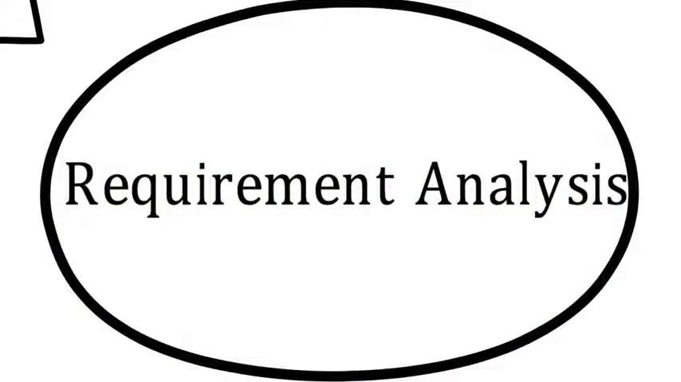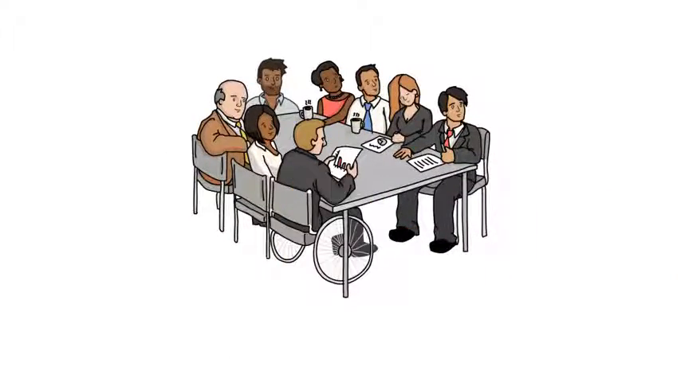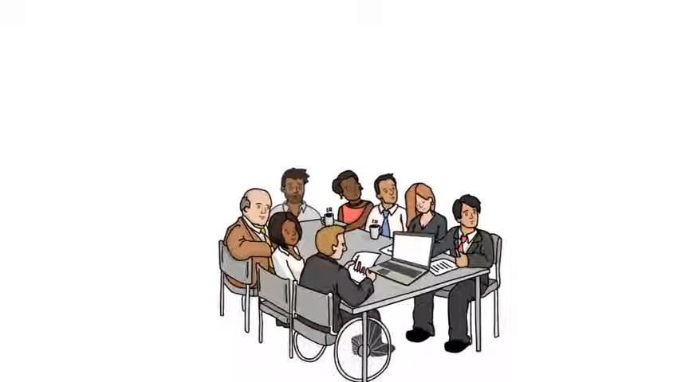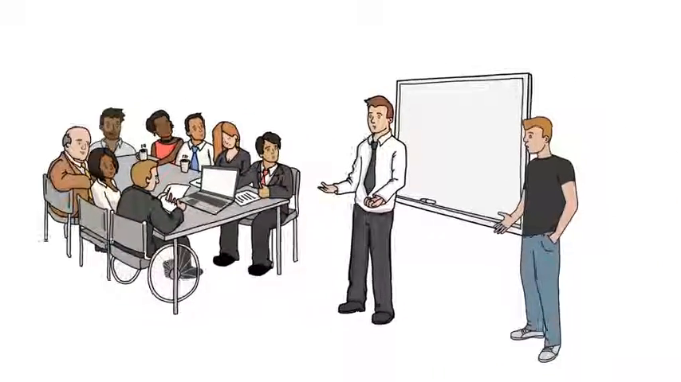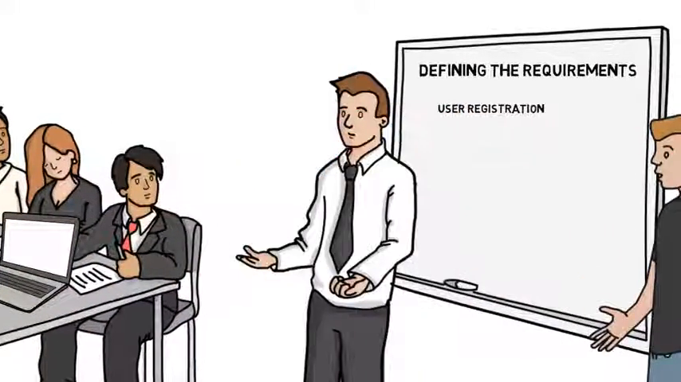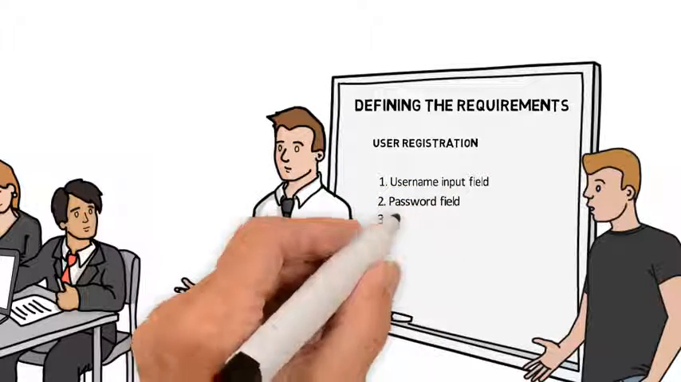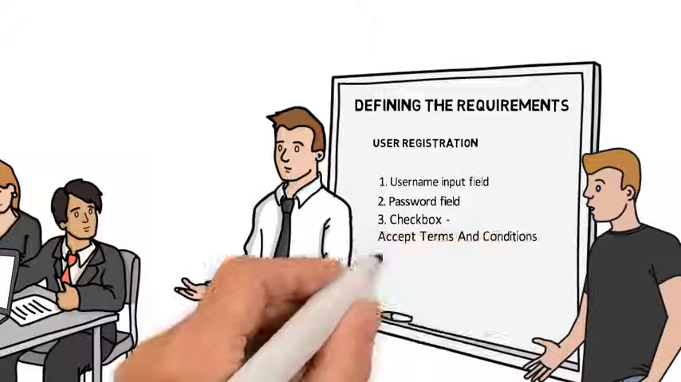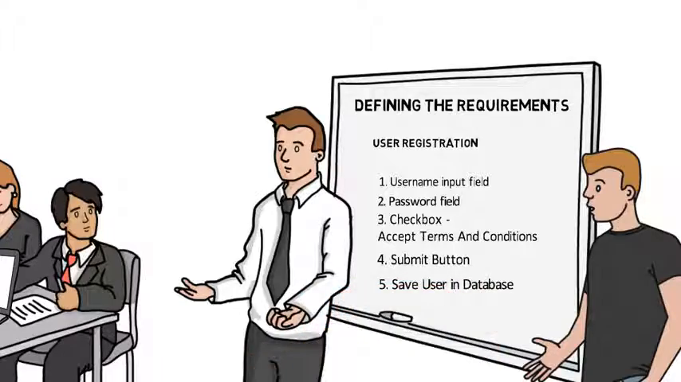Now that we have the outlined requirements, let's take them and move on to the requirement analysis phase. Here's our team: operations, developers, product owners, and testers. We'll all meet up in an office for a few hours and define each outlined requirement and give more planning details. Let's start with requirement number 1, user registration. We'll need a username input field, a password field, a checkbox to accept the terms and conditions, a submit button, and the ability to save the user into our database.